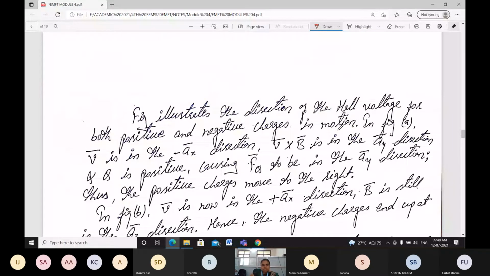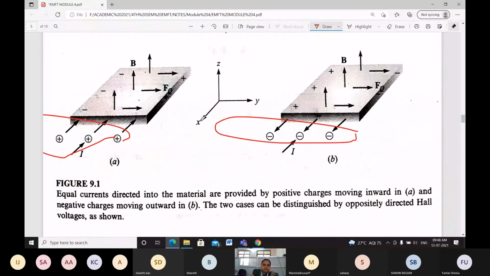Figure A shows us that our voltage is in the minus aX direction and v cross B is in the aY direction. Observe here, this is the X direction. It is moving in this way, means the X is in this direction, and for that reason minus aX direction. And our B flux density is in the Z direction.